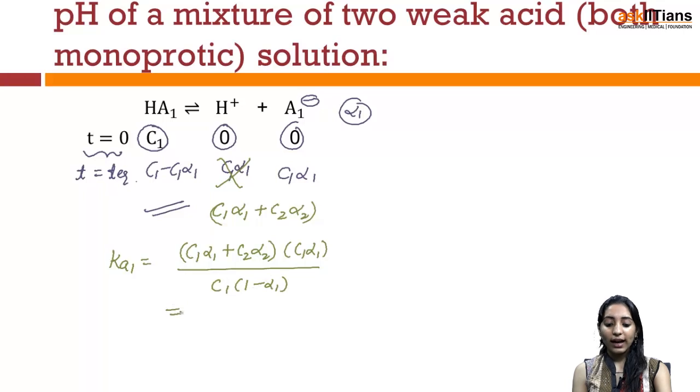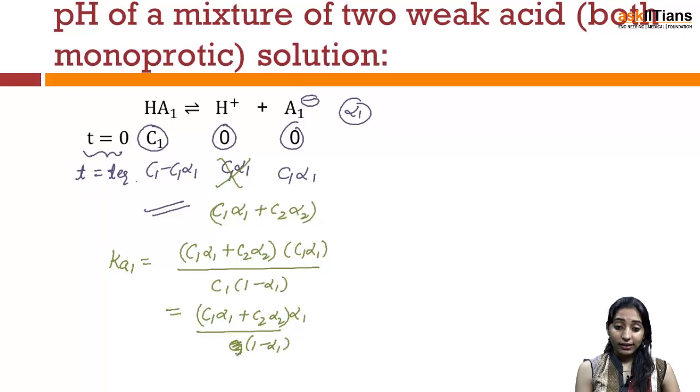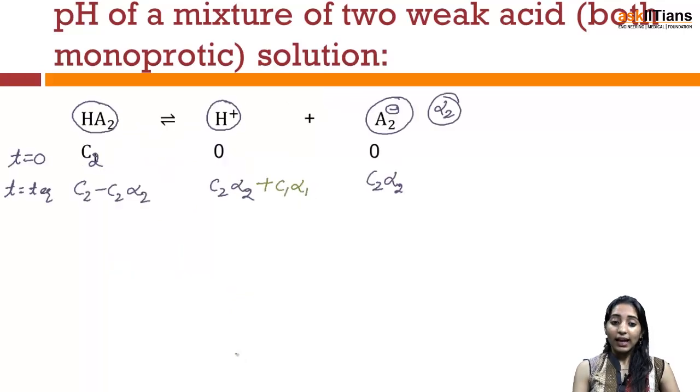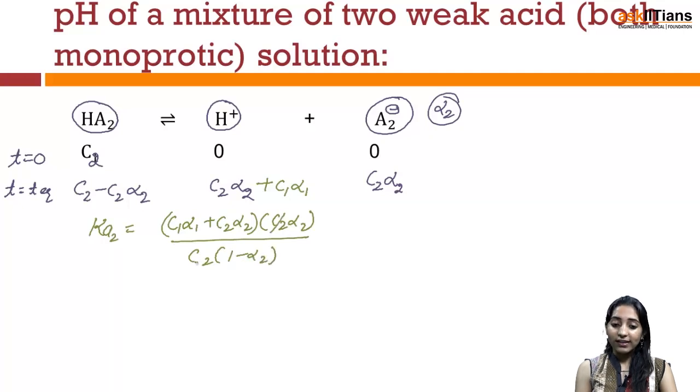And if I solve it out, it is nothing but C1 alpha 1 plus C2 alpha 2 into alpha 1 by 1 minus alpha 1, and C1 got cancelled. And if I do it in a similar way for the acid HA2, I can write Ka2 will be C1 alpha 1 plus C2 alpha 2 multiplied by C2 alpha 2 divided by C2 times 1 minus alpha 2. If I simplify this term, the value will be C1 alpha 1 plus C2 alpha 2 into alpha 2 by 1 minus alpha 2.